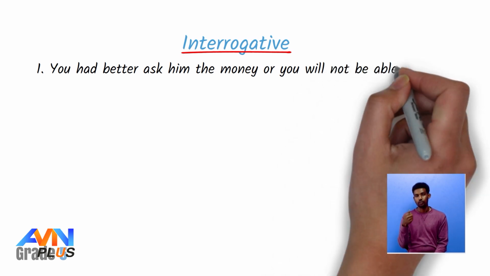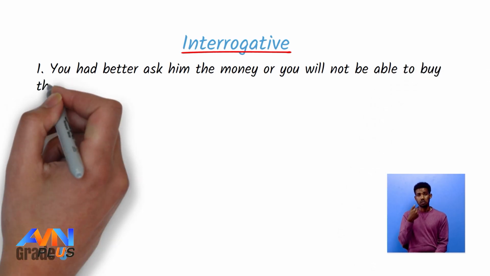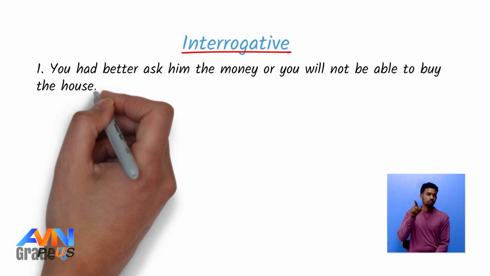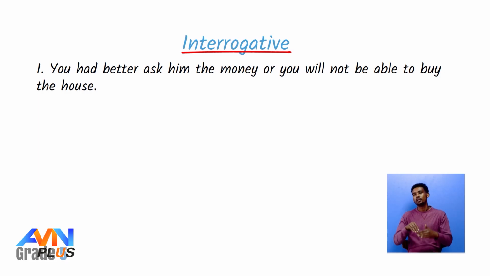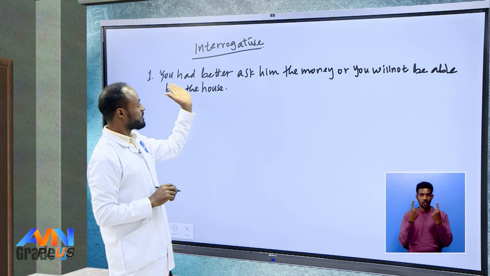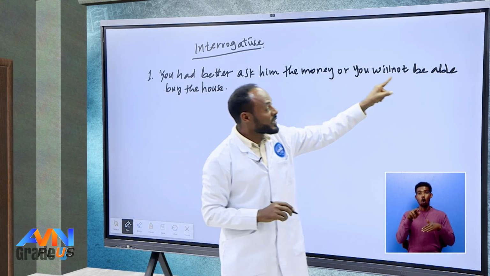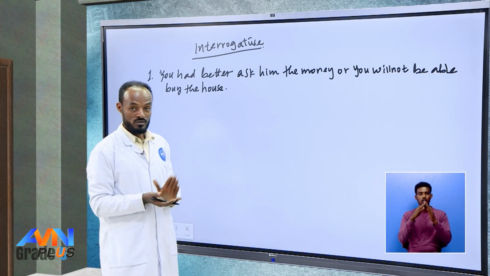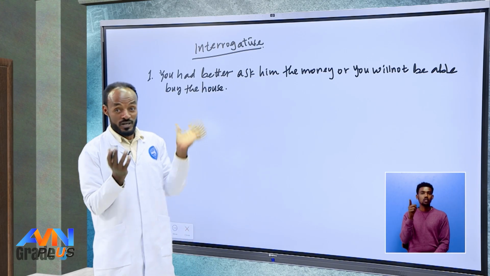better ask him the money, or maybe you will not be able to buy the house. Is it clear? You had better ask him the money, or you will not be able to buy the house. Because this one is a warning.